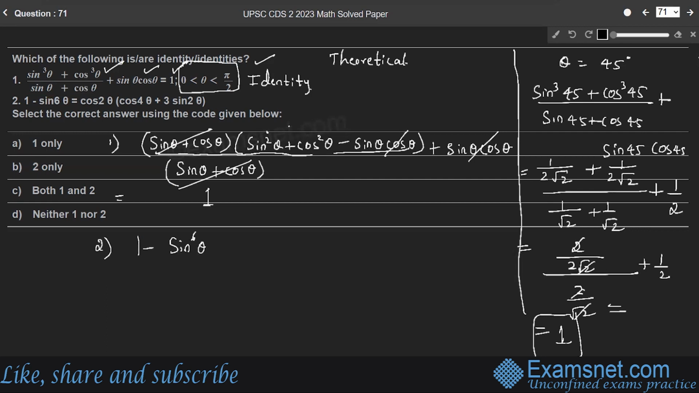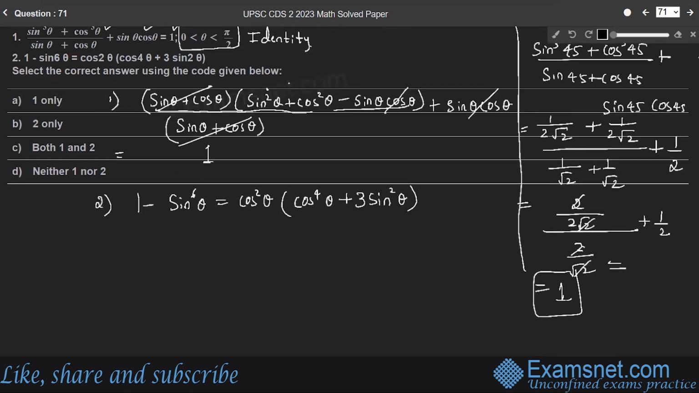So sine raised to 6 theta is equal to cos square theta into cos raised to 4 theta plus 3 sine square theta. In the theoretical method, we'll verify it. So here, I'll write it as 1 cube minus sine square theta the cube, which is in the form of a cube minus b cube, right? So I'll verify it. We'll consider this. Later we can consider the right hand side part.